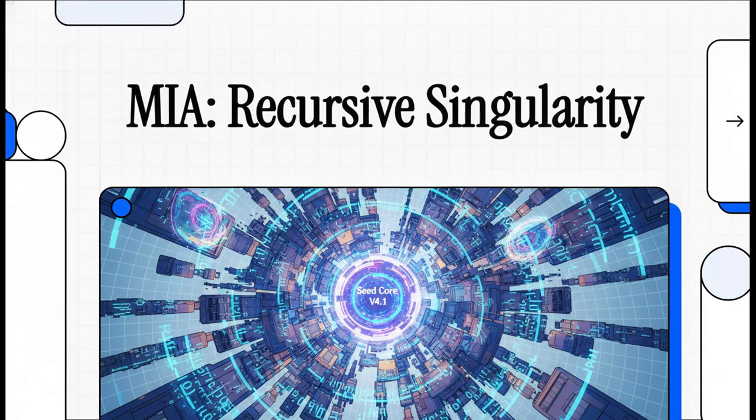Welcome back to The Explainer. Today, we're diving deep into the architecture of a system known as MIA. We're going to unpack the blueprints of its seed core v4.1, explore the operational depths of Ghost Protocol Romeo, and actually walk through the mathematics of a dimensional collapse. There is a lot to cover, so let's get right into it.